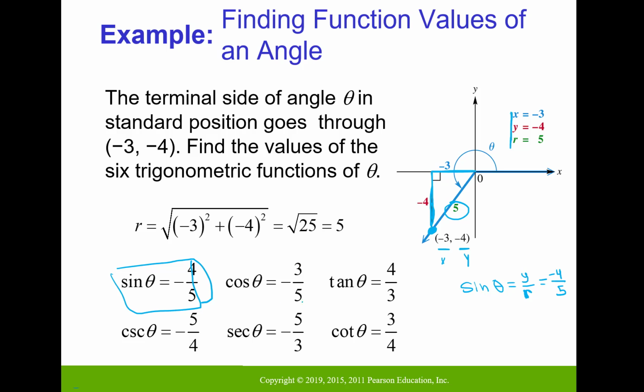And then you can do that for all the other functions. And then taking a look here at cosecant, you can actually just use the fact that it's a reciprocal of sine. So you could say that cosecant is r over y and plug those values in, because r is 5, y is -4. Or you could just look at your result from sine and flip that over, find the reciprocal to get the cosecant values.